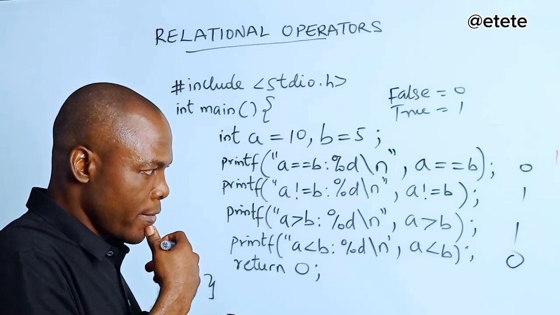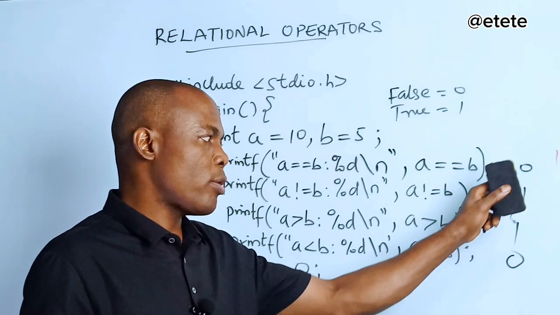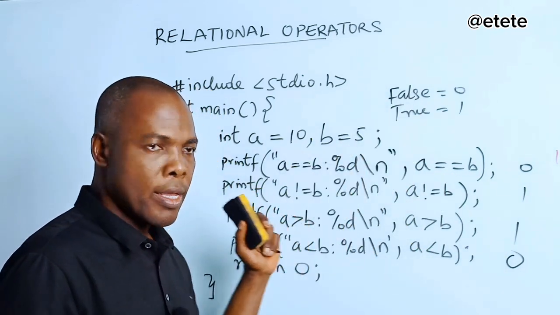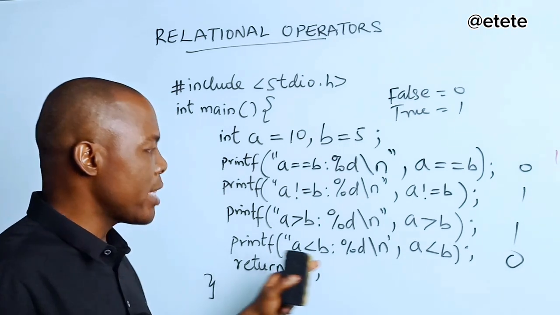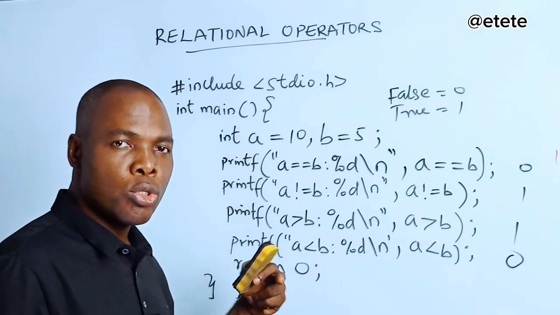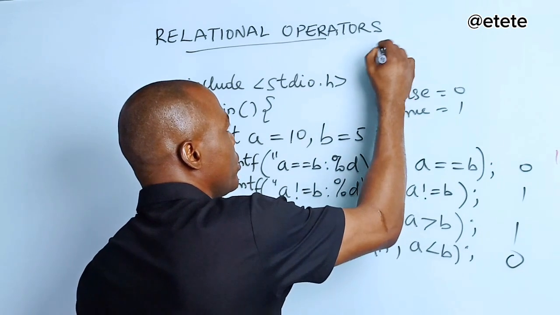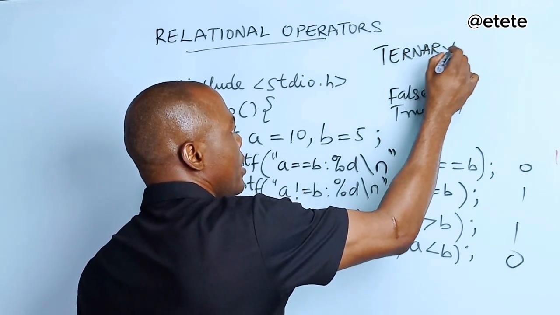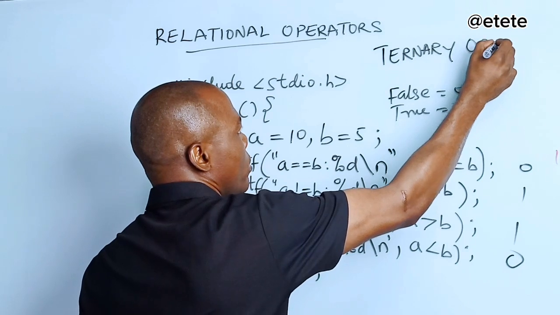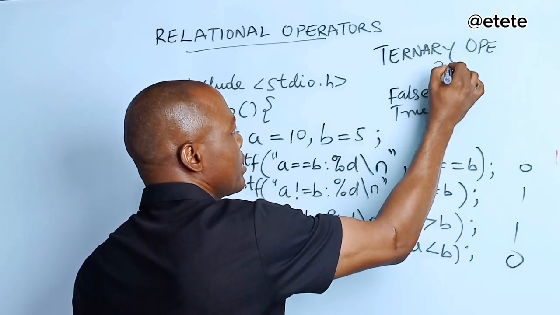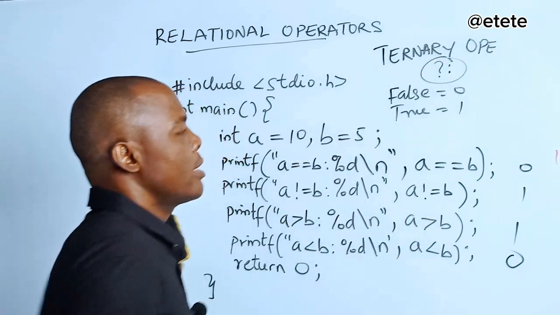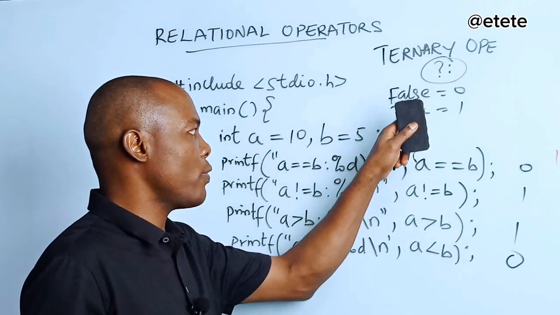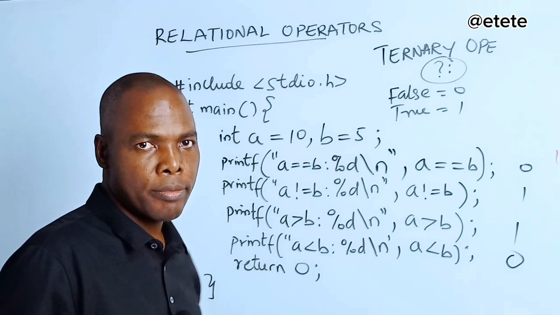Now, what if I don't want it to return 0 or 1, but I want it to return either false or true? So I'm going to write one more line. Then I'm going to introduce the ternary operator, which is this one. Ternary operator, right? And that is this: question mark and then colon. So I'm going to use that to introduce false or true instead of 0 and 1.